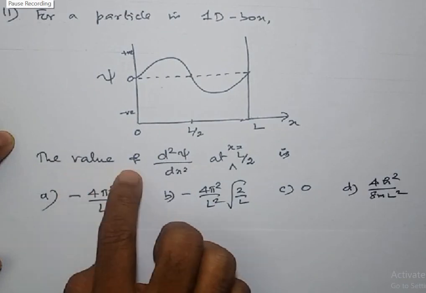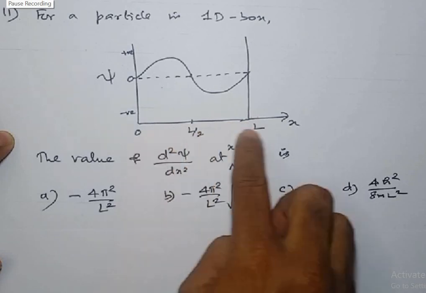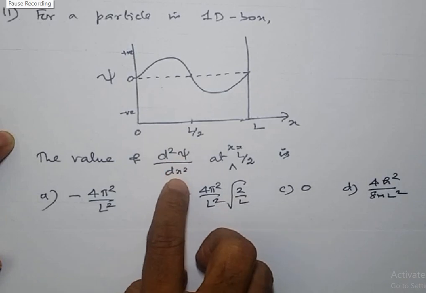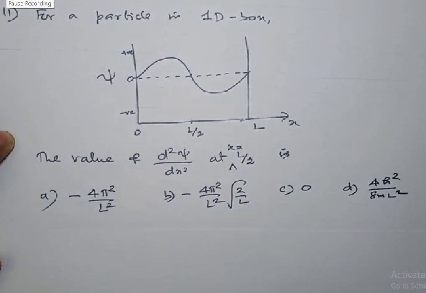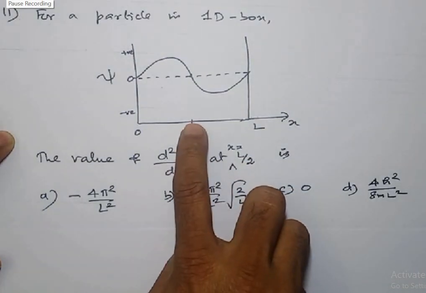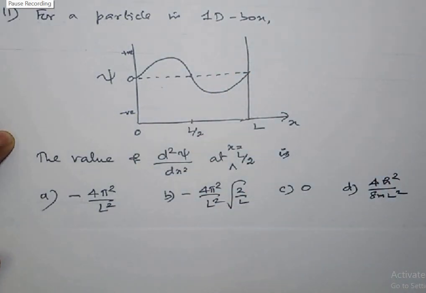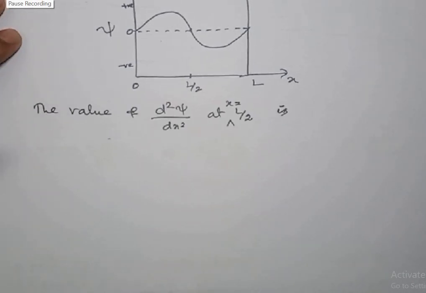What are they asking? Psi is plotted on the y-axis and on the x-axis we have the x variable. If we plot d square psi by dx square, we need to find d square psi by dx square at x equal to L by 2, at the middle of the box. X equal to L by 2 means middle. At the middle of the box, what is the value of d square psi by dx square? Okay, then how to answer this question? It's very simple. What to do? We have to differentiate this 2 times, and put the value x equal to L by 2.